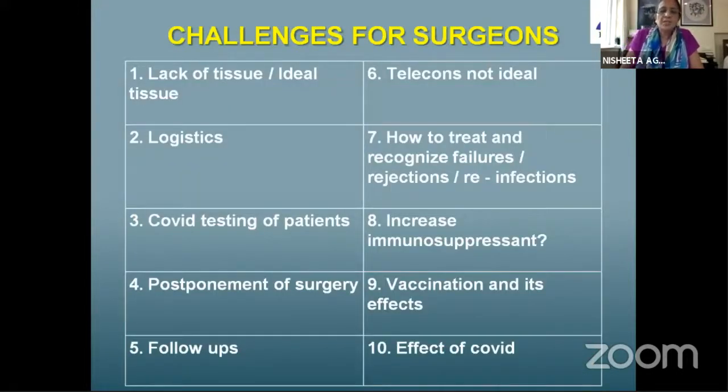Our surgeons also face challenges, the most important being that if a patient turns out to be COVID positive, then surgery has to be postponed. If surgery is performed, how would the follow-ups be possible? How do you recognize and treat failures, rejections, and reinfections on telecons? Should immunosuppressants be increased? What will be the effect of vaccination on our corneal transplants? And what will be the effect of the COVID disease on our corneal transplants?